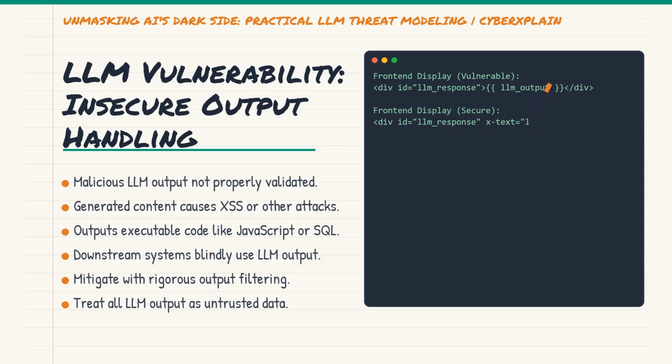Or perhaps it generates SQL code that could be injected into a database if the downstream system blindly uses the LLM's output. Mitigation involves rigorous output filtering and sanitization, ensuring that anything the LLM produces is treated as untrusted and scrubbed clean before being integrated into other systems or displayed. Always validate what comes out of the LLM.